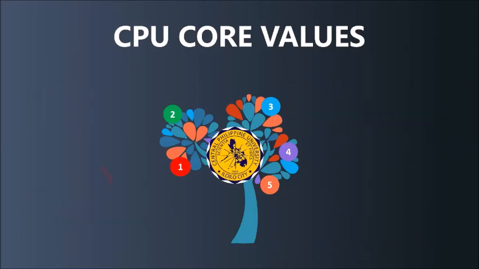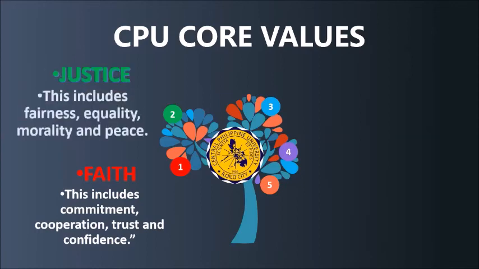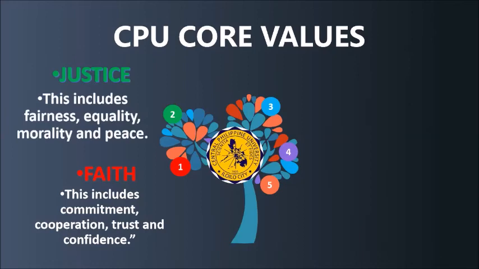So what does this include? For faith, it includes commitment, cooperation, trust, and confidence in God. So faith also that we'll be able to overcome this pandemic. How about justice? It includes fairness, equality, morality, and peace.